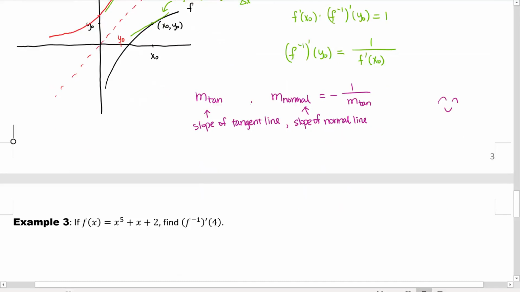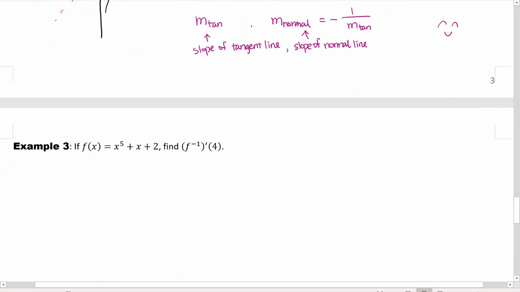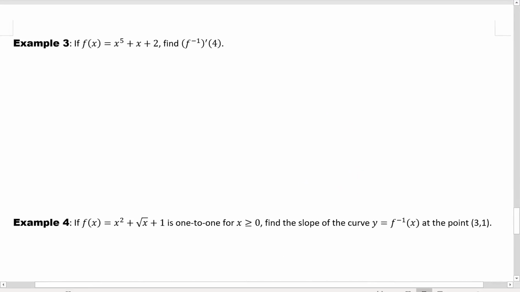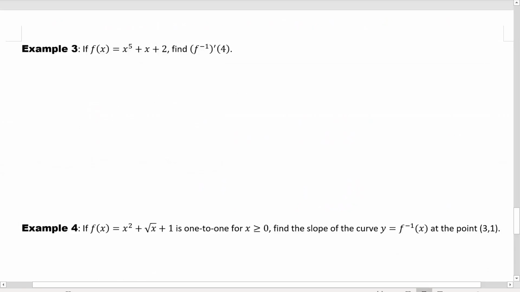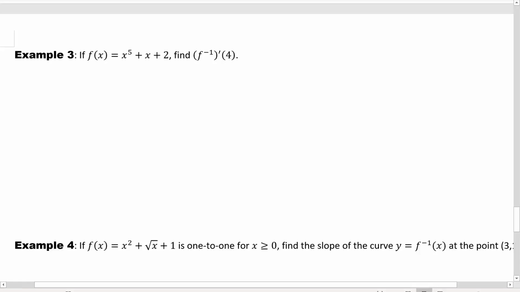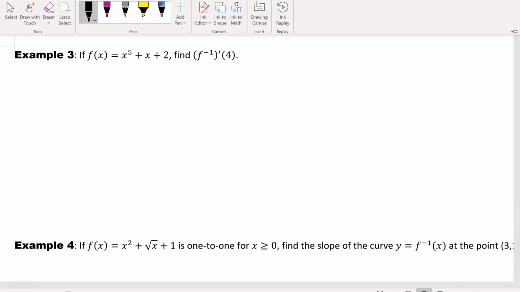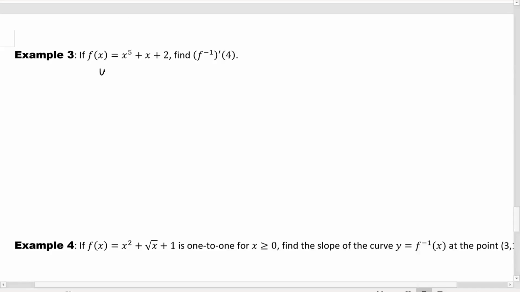Alright, so that is the theorem. So how do we use this theorem? Let's look at an example. Example 3, this is the function, y equals x to the fifth plus x plus 2, right? We want to find the derivative of the inverse function at 4.